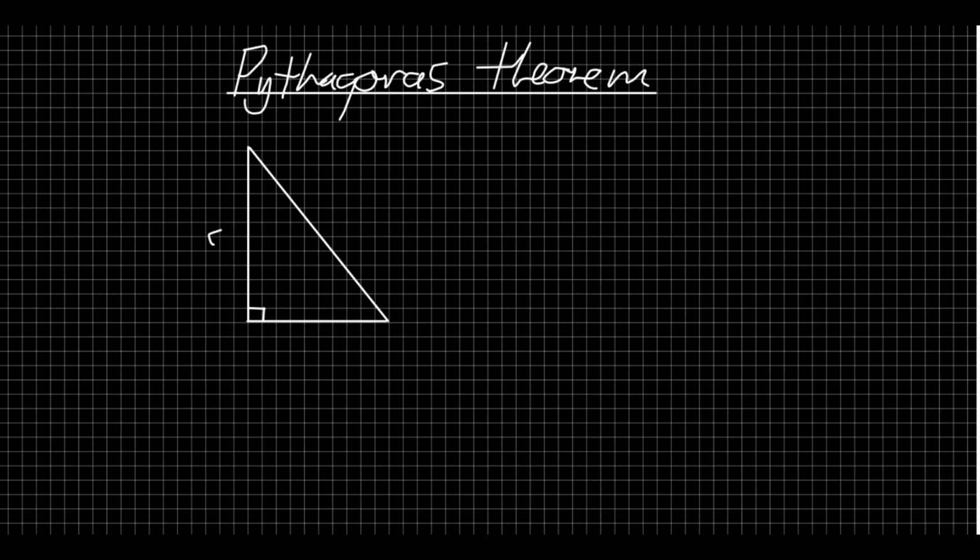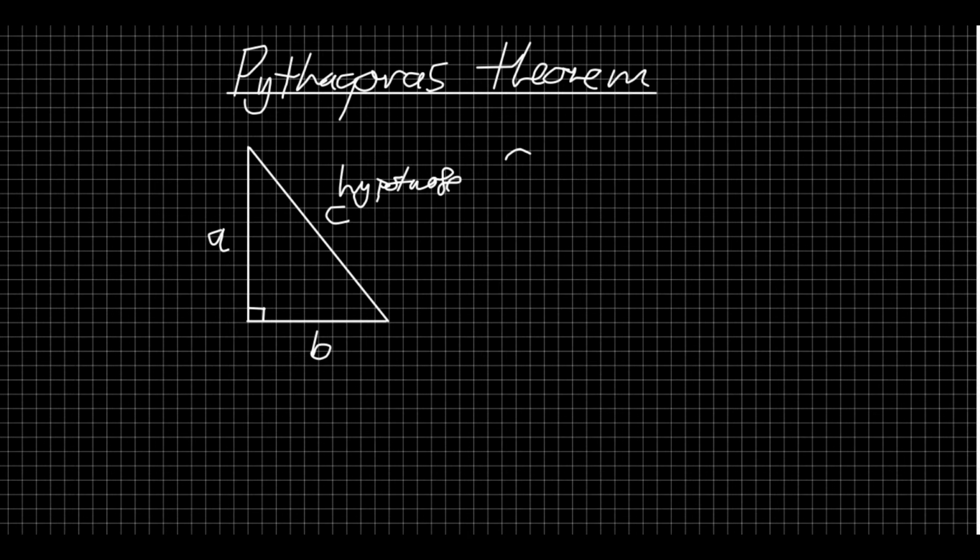This is a right-angled triangle, and let's name our sides. Side A, side B, side C, right? And side C is what we call the hypotenuse. That's what we call side C. This one can either be the opposite or the adjacent. Either way, it's still the same thing.